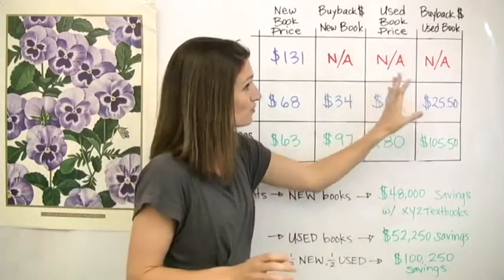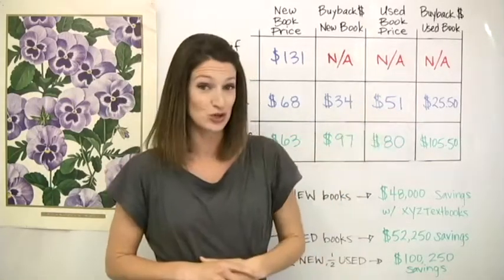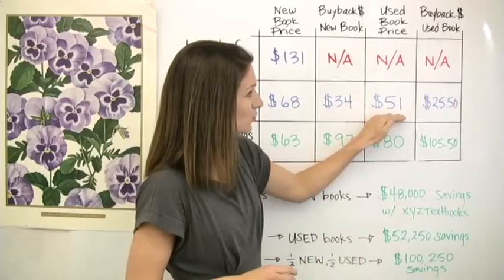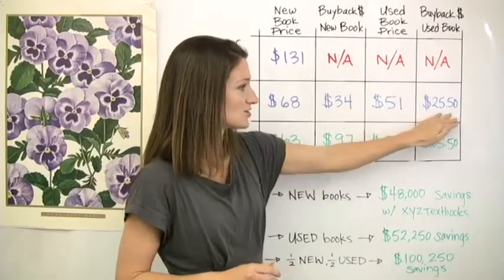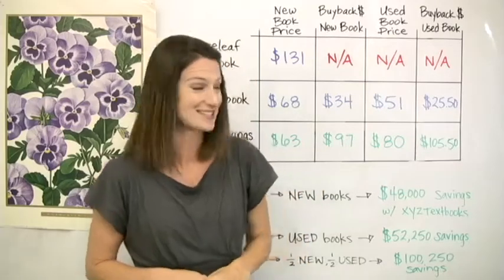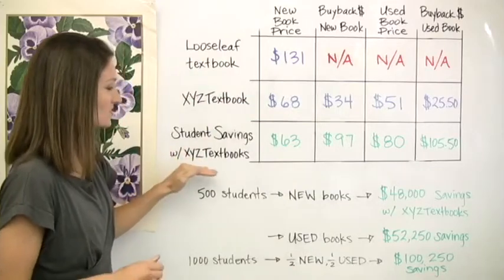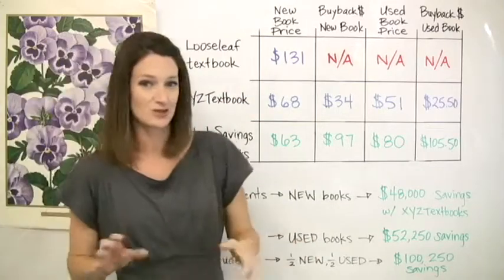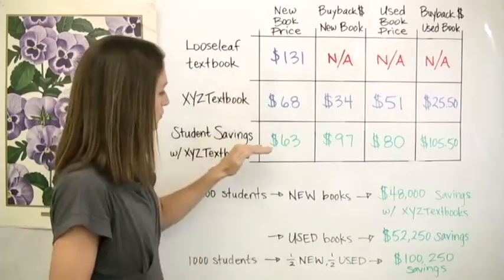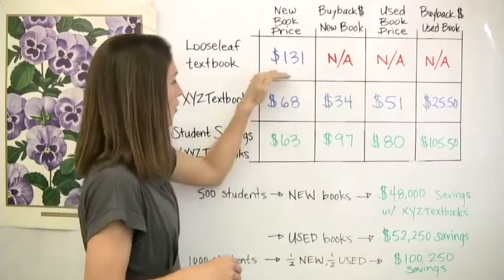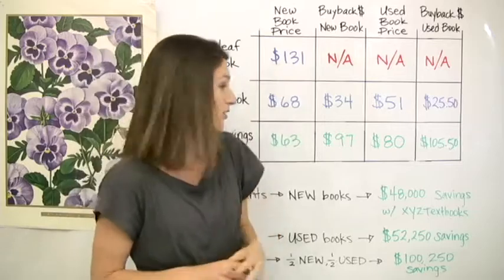And then furthermore, the bookstore will buy back those used XYZ textbooks and will give 50% of the original used book price, which is $25.50. So when we compare these figures, we can see that the student will save if they purchase that XYZ textbook. For the new book price, the student's going to save $63 over purchasing a Looseleaf textbook.